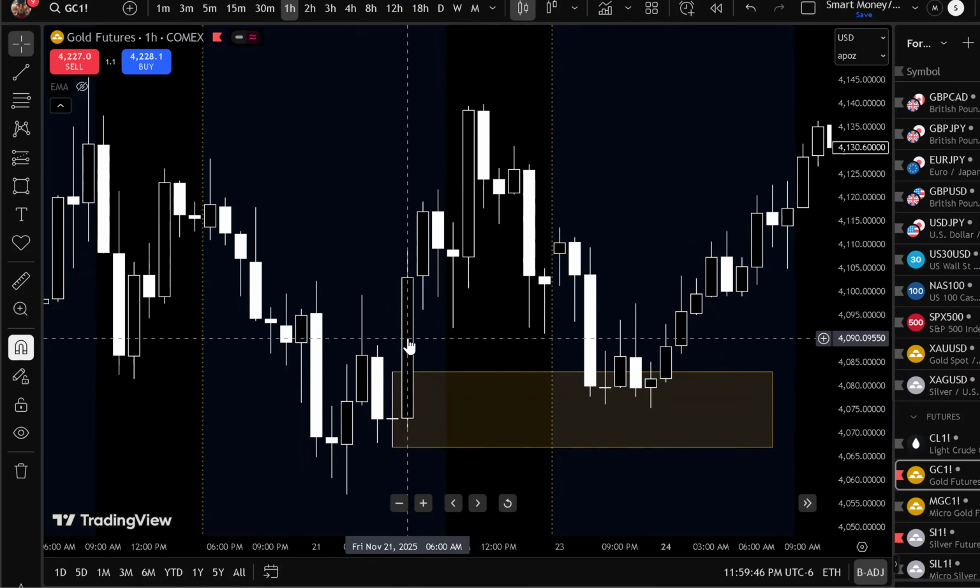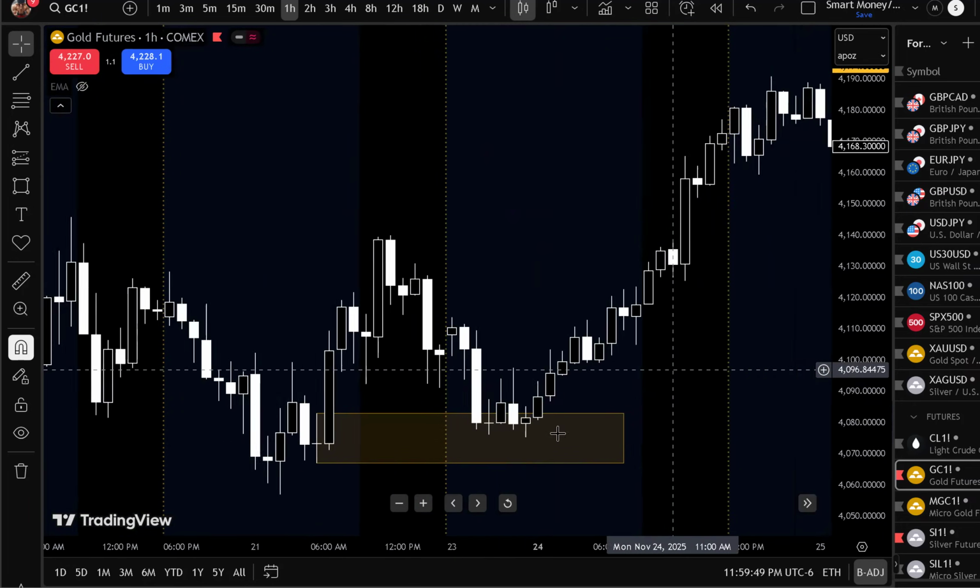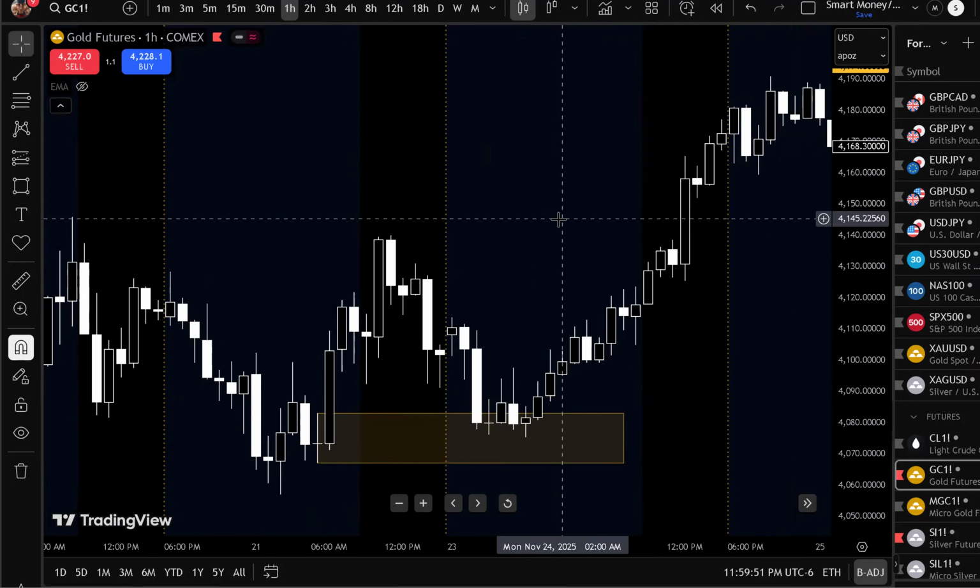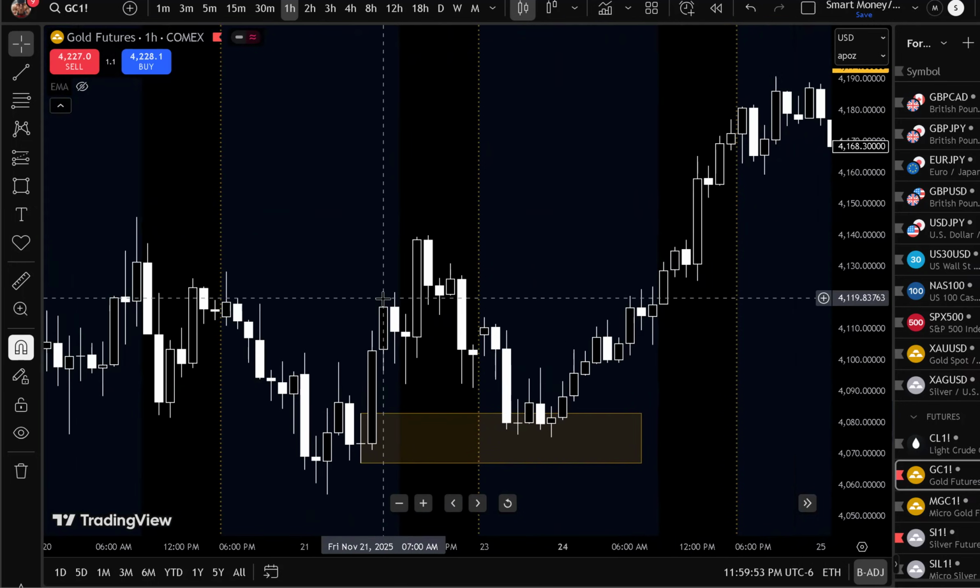And then see how price came back. It mitigated the fair value gap and the order block, and then look what happened. Boom, price went up. All right. So that's how you find those. Let's see if we can find another one.